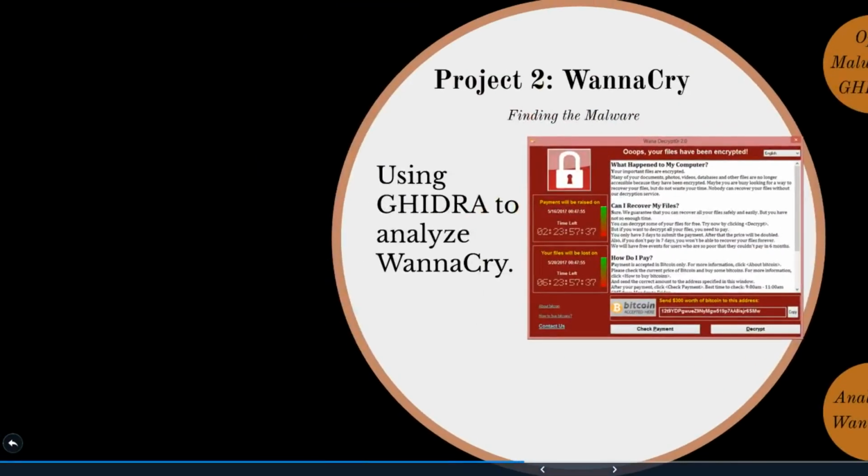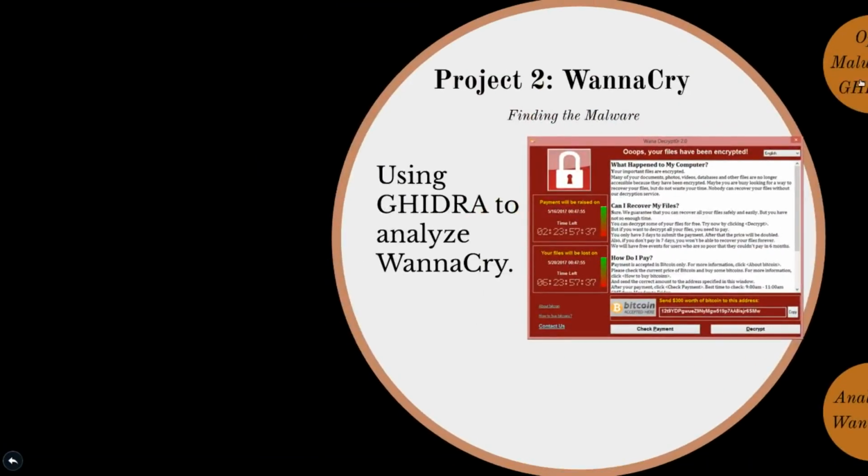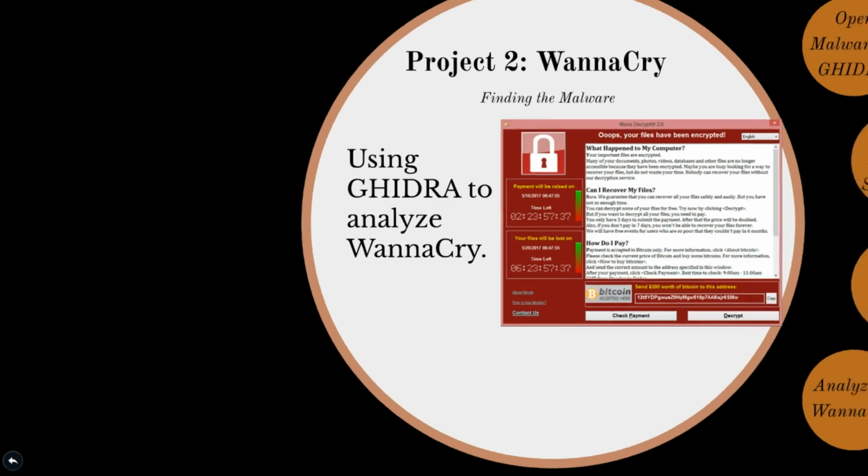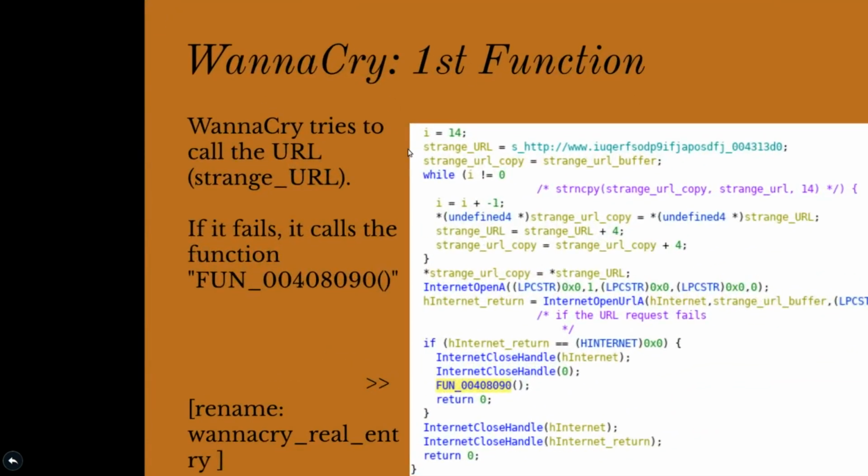Okay, so we talked about function signatures, editing variables, some common tasks. Now let's look at analysis of WannaCry. So the first function, the main, it tries to call this strange URL. If it fails here, then it's going to call this other function. FUN is just function, a general name Ghidra gives it. So it calls this function here, and we're going to take a look at that. We renamed it WannaCry real entry.